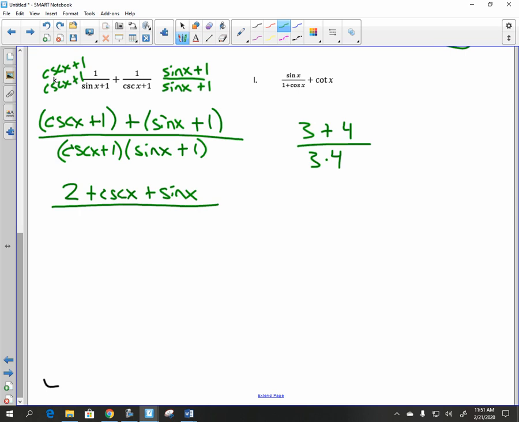what is cosecant times sine? What's the relationship between cosecant and sine? They're reciprocals. If you multiply reciprocals, you get 1. So cosecant times sine is 1. Then cosecant times 1 is cosecant. 1 times sine is sine. And 1 times 1 is 1. But a plus 1, wouldn't that just make this 2?